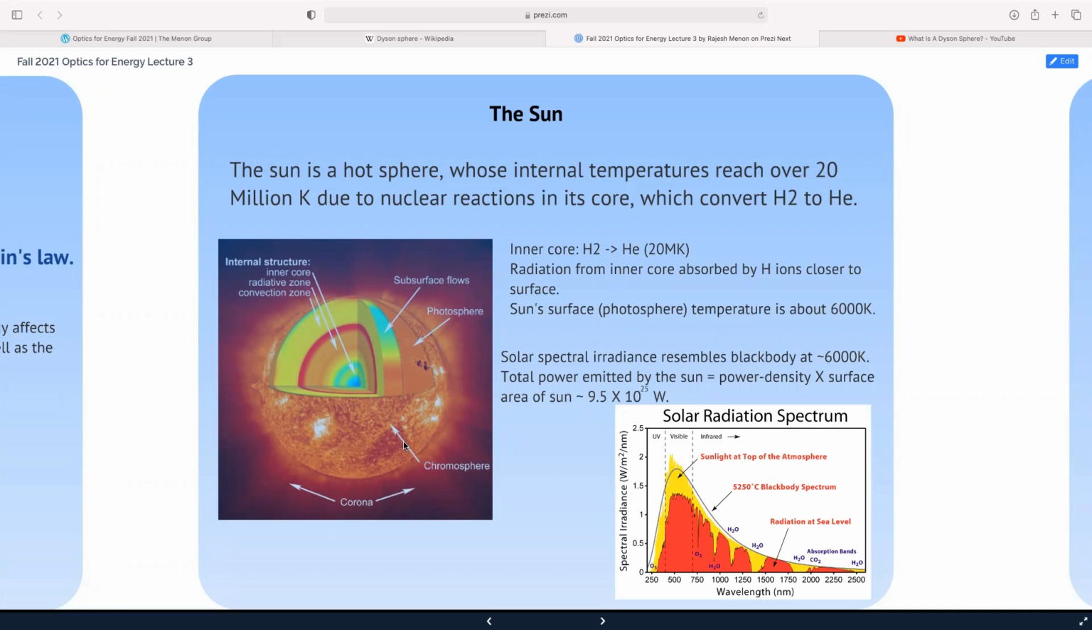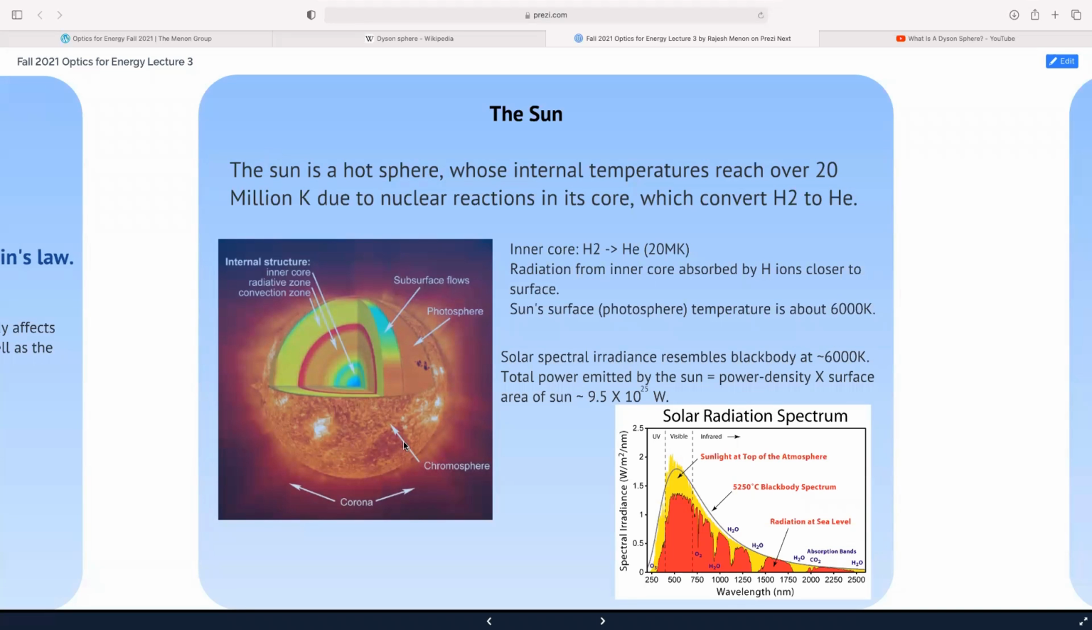So the sun is a hot sphere whose internal temperature reaches over 20 million Kelvin due to nuclear reactions in its core, which convert hydrogen to helium. Very simple physics: you have huge amounts of pressure and very high temperature. Hydrogen atoms undergo nuclear fusion under these extreme conditions and form helium. This process releases huge amounts of energy, and that energy is what we see here, and it gets transmitted from the inside.